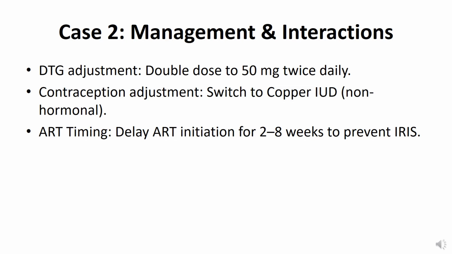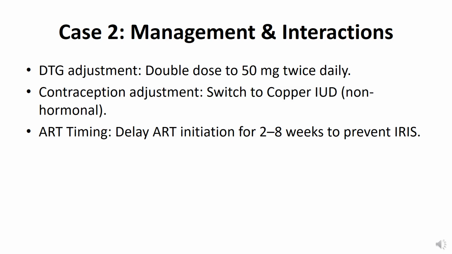When HIV treatment is started too soon after beginning tuberculosis therapy, the recovering immune system can trigger an exaggerated inflammatory response. This complication is known as immune reconstitution inflammatory syndrome, or IRIS. In patients with tuberculous meningitis, IRIS can be particularly dangerous. Increased inflammation within the brain may worsen neurological symptoms and lead to serious complications.